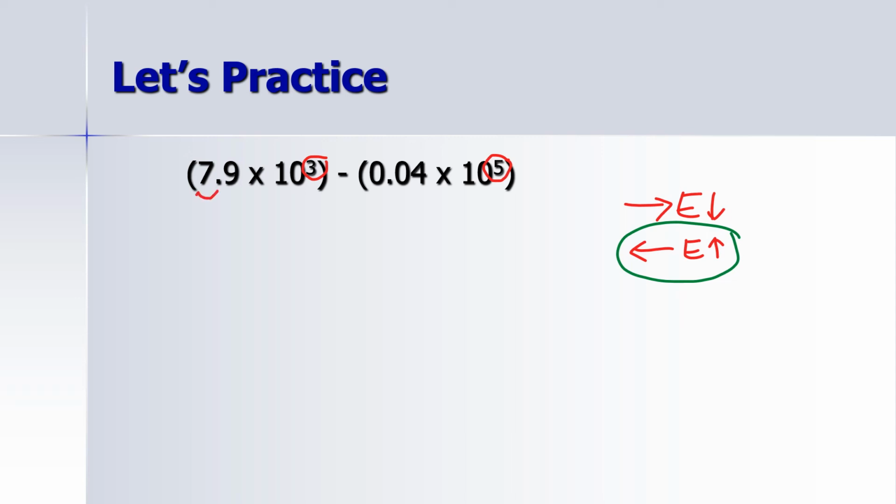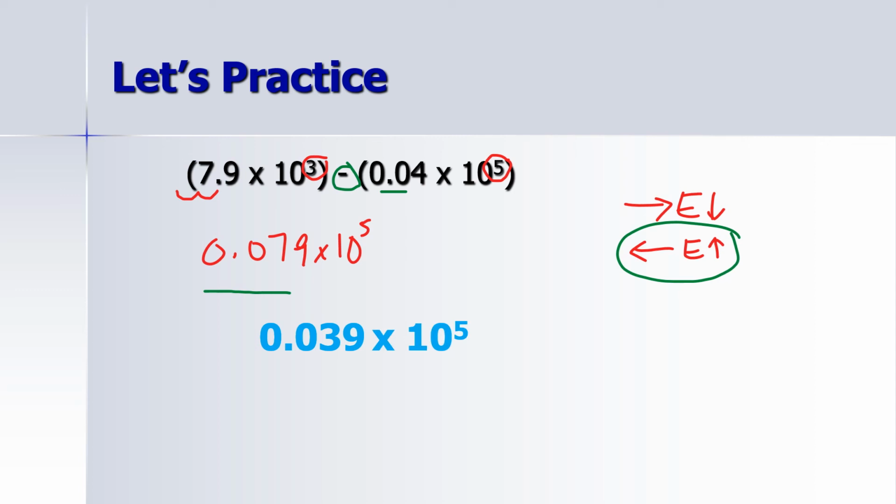So there you go. I will go ahead and move my decimal 2 times to the left, and that number will now become 0.079, because remember, when we move the decimal, we also have to add a 0. So there we have that number, and we already have our previous number. So now we can just go ahead and do the subtraction. So 0.079 minus 0.04 gives us 0.039. And then our exponent is the same, so that is what is going to stay with our answer.